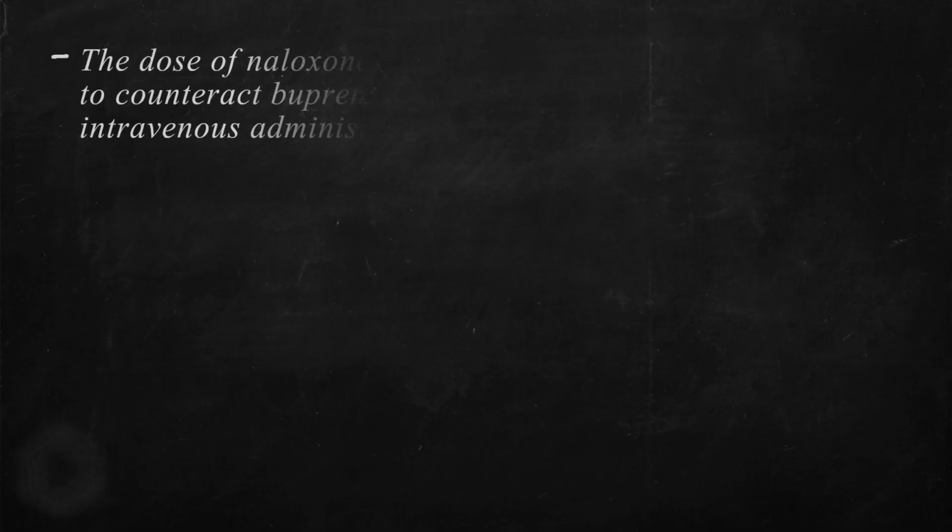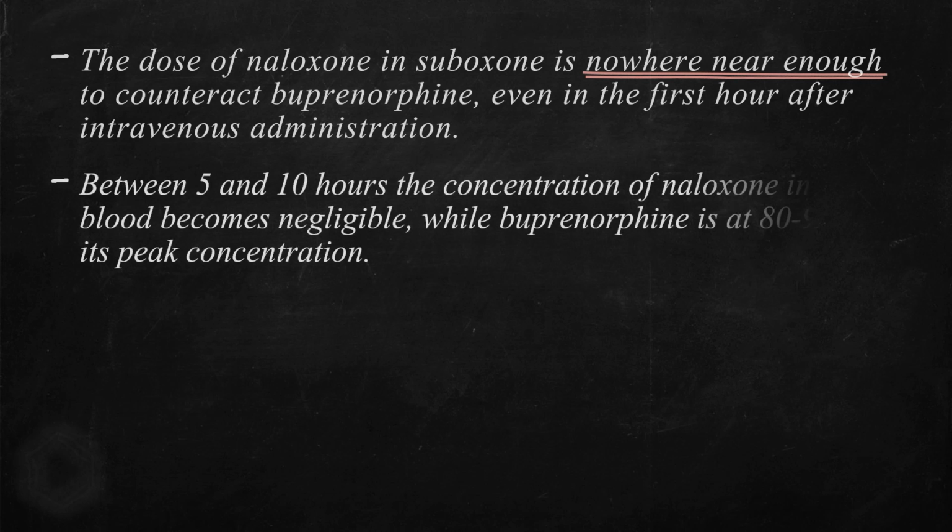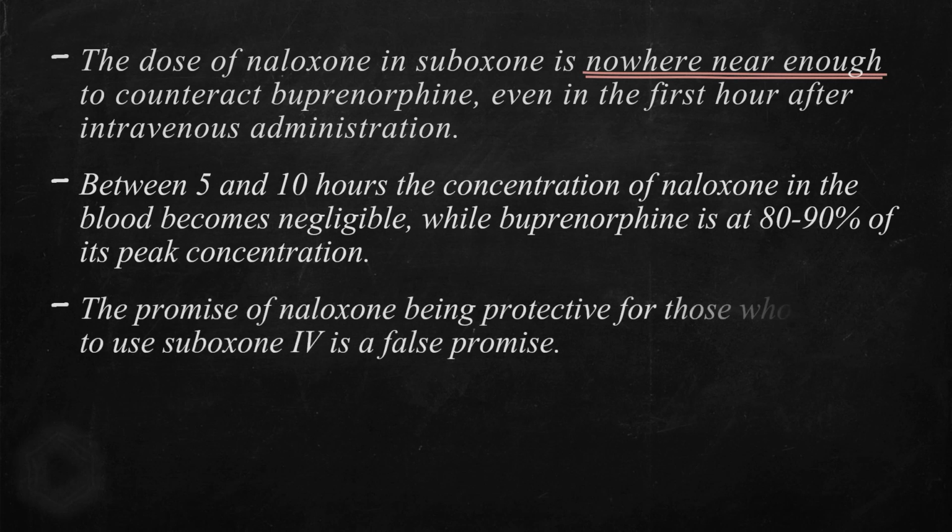So in summary, the dose of naloxone in Suboxone is nowhere near enough to counteract buprenorphine, even in the first hour after administration. Between 5 and 10 hours, the concentration of naloxone in the blood becomes negligible, while buprenorphine is at 80 to 90% of its peak concentration. So the promise of naloxone being protective for those who attempt to use IV Suboxone is a false promise. Even though that's not the recommended route of administration, we need to consider that as a possibility to understand if naloxone will really do what it's intended to do. So the answer is it doesn't appear that it does.